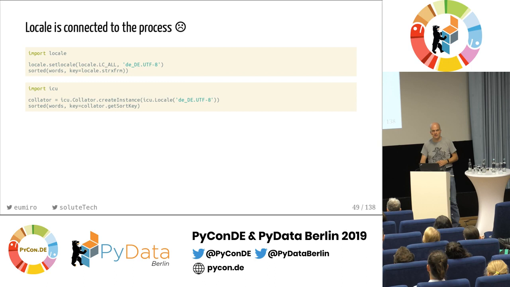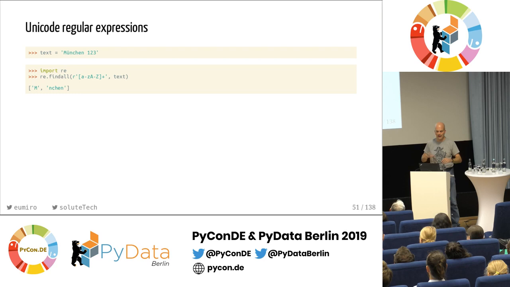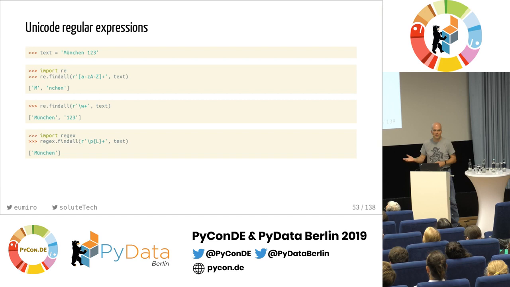Now, regular expressions. Let's say we want to extract the word München from this text. How can we do it? If we extract all letters A to Z, then we get only the M and the "nchen". We ignore the ü. When we use backslash W, we will get even the numbers, but we don't want the numbers. So we want to find a way to extract everything that is a letter. For that, we will have to use the third-party library regex, which works the same as the standard re, but allows you to use backslash P in curly braces to include the category of the letter that you want. For example, capital L is everything that is a letter. With Lu, you have uppercase letters. With Ll, you have lowercase letters. And this is how you can do it.